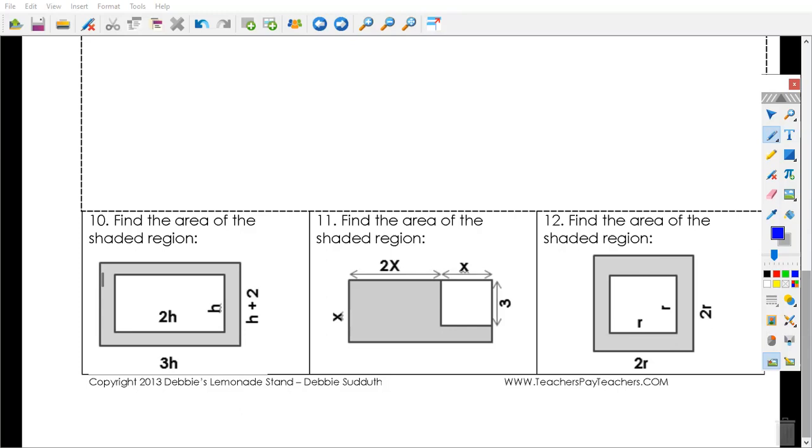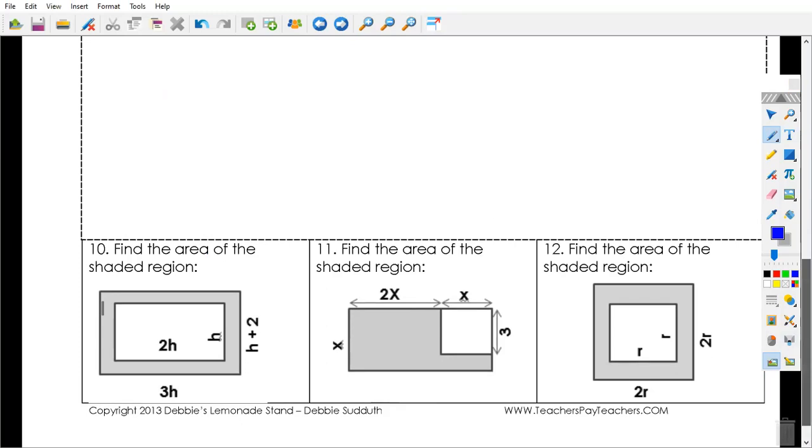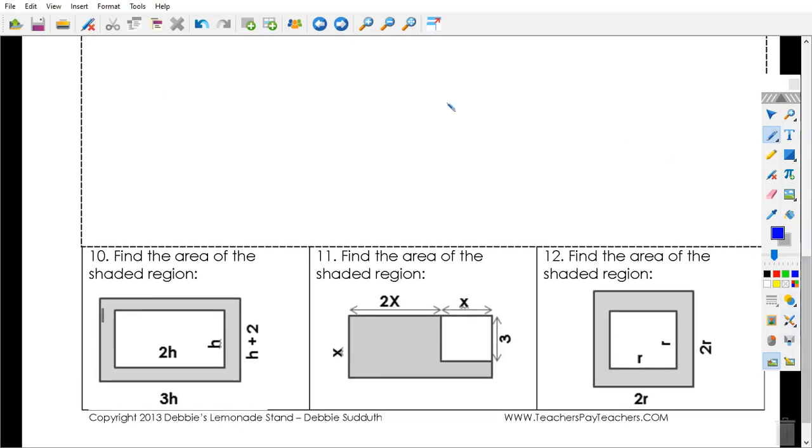And so we've already proven to ourselves that we can find the area of rectangles. We can find the area of triangles. We can find the area of squares and circles, right? Now it's just instead of finding one area, we have to find 2 areas. So if you look right here on number 10, we're going to do that together. And then I'm going to have you do 11 and 12.